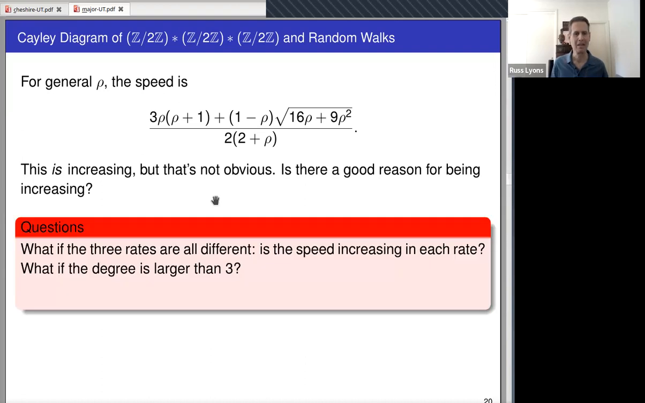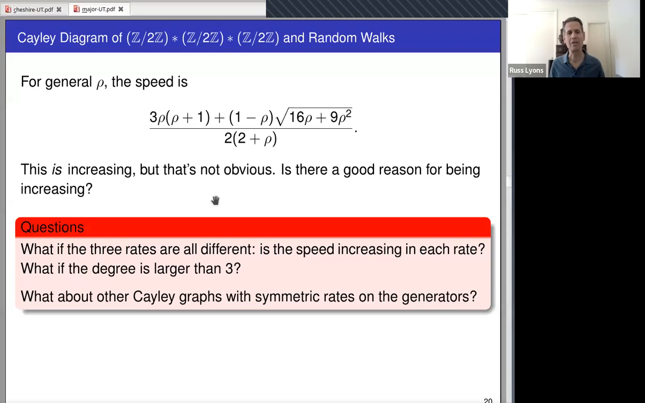What would that mean? Well, it would be yes, probably if we could answer the following questions. What if all 3 rates are different? Is the speed increasing in each rate? What if the degree of the tree is larger than 3? What about other Cayley graphs with symmetric rates on the generators?